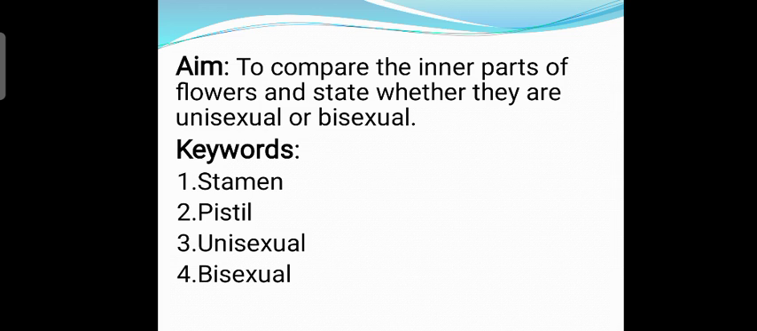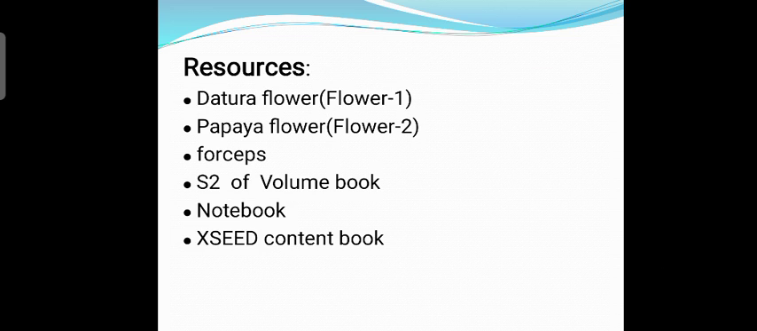The aim of this lesson is to compare the inner parts of flowers and state whether they are unisexual or bisexual. The keywords are stamen, pistil, unisexual and bisexual. The resources required are Datura flower, papaya flower, forceps, S2 of volume book, notebook and Exceed content book.